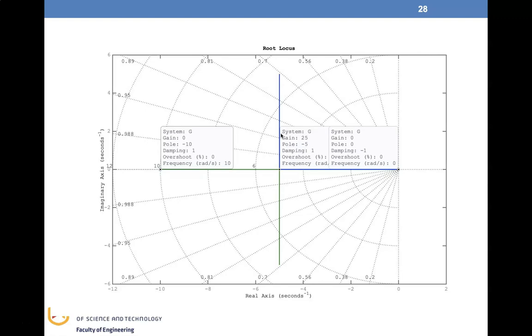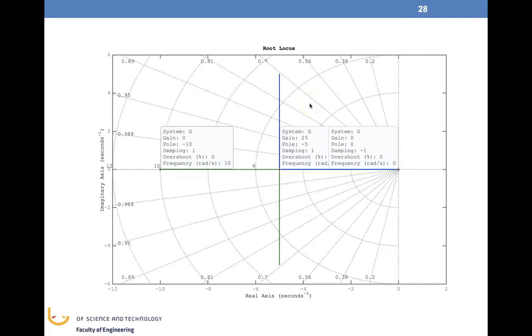Also, as we increase the gain, the damping ratio decreases and hence our percentage overshoot increases. Since the damped natural frequency is equal to the imaginary part of the pole, as the gain increases, there will be a reduction of the peak time. And finally, since the root locus never crosses into the right side of the s-plane, it means that the system is stable and will remain stable for all values of the gain.